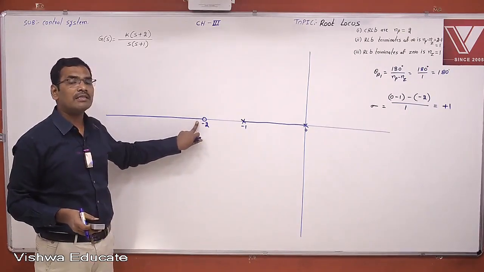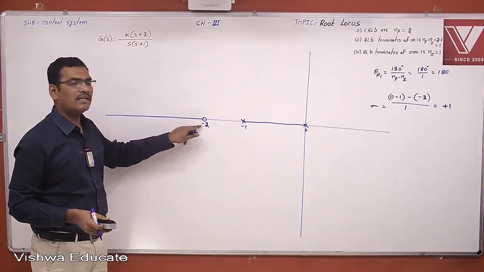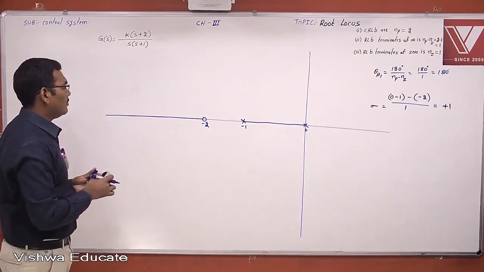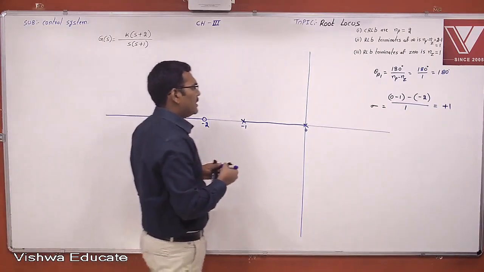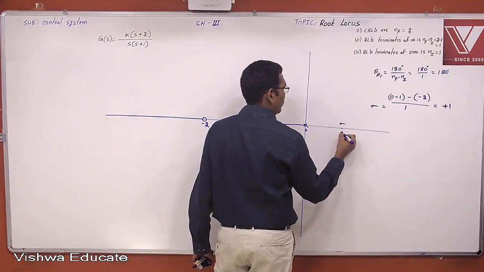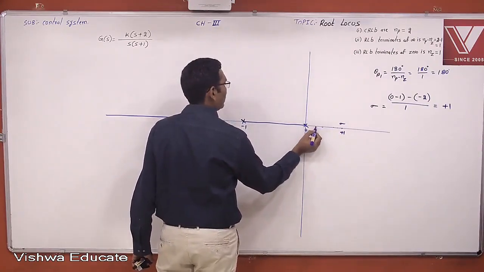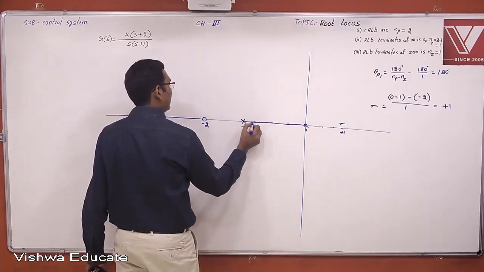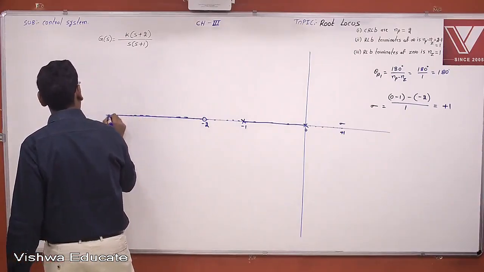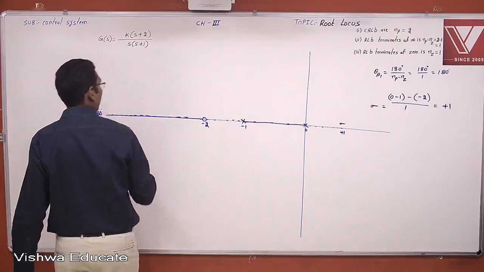I am giving one concept. There is a chance of one break-in point existing after this particular zero toward minus infinity. Whether it is correct or not, we will verify here. Now where is the centroid? The centroid lies anywhere on the real axis. The centroid is now plus 1. From here, how many angles of asymptote? Only one angle of asymptote, and that one angle of asymptote is 180 degrees.